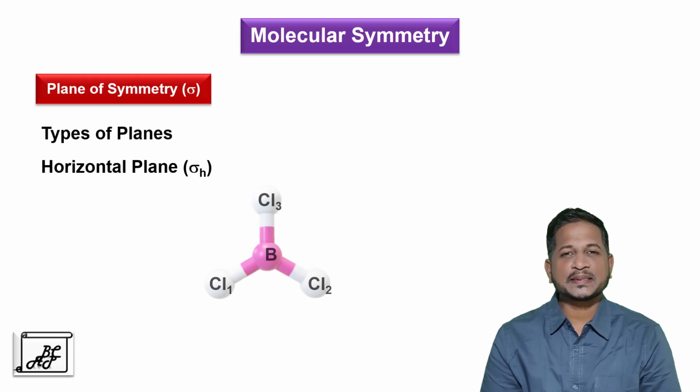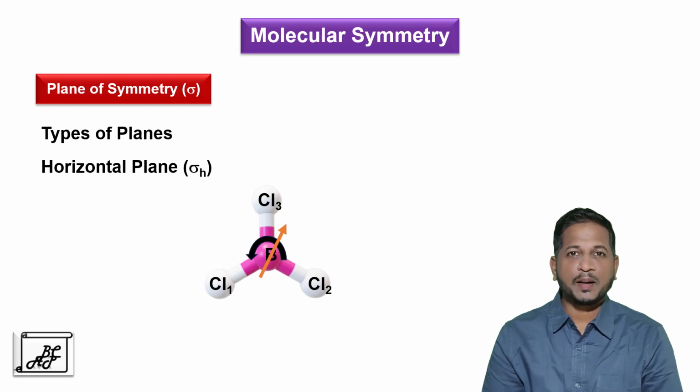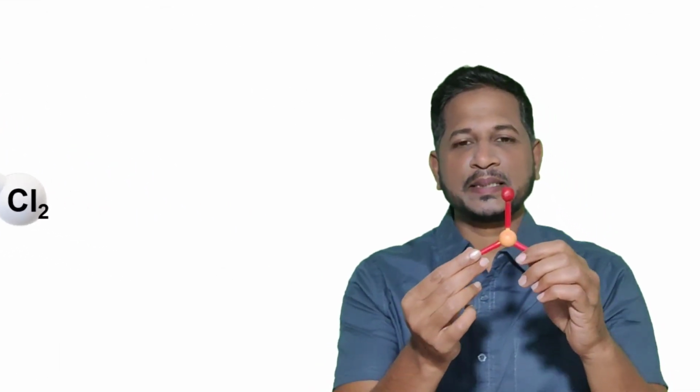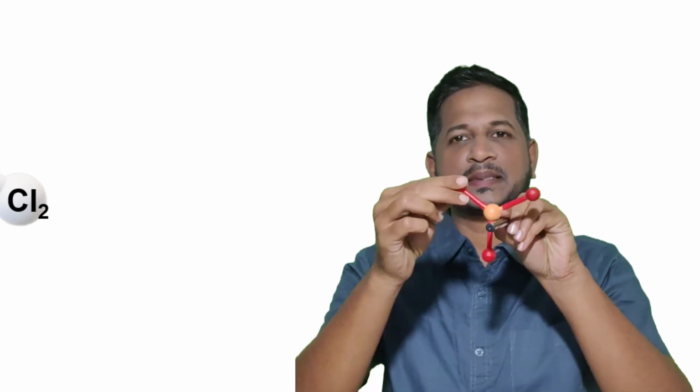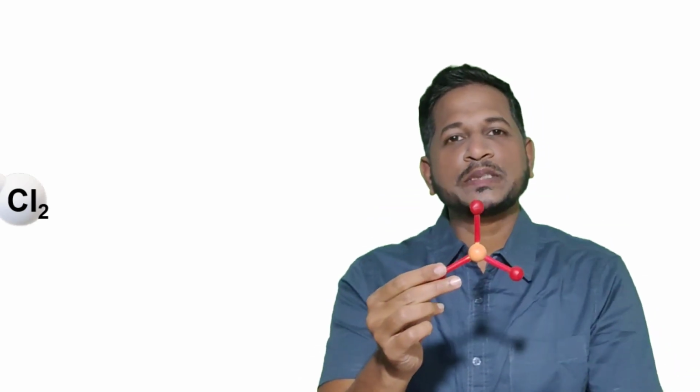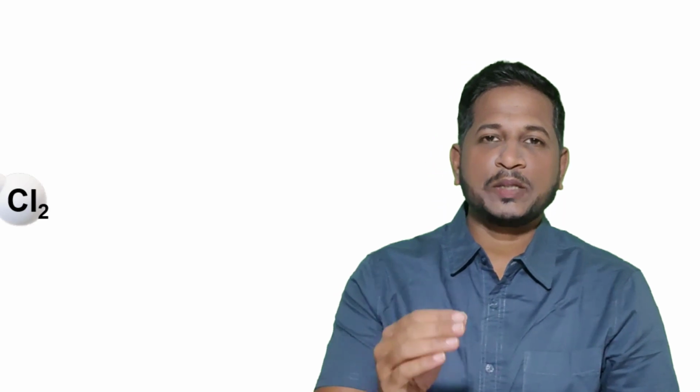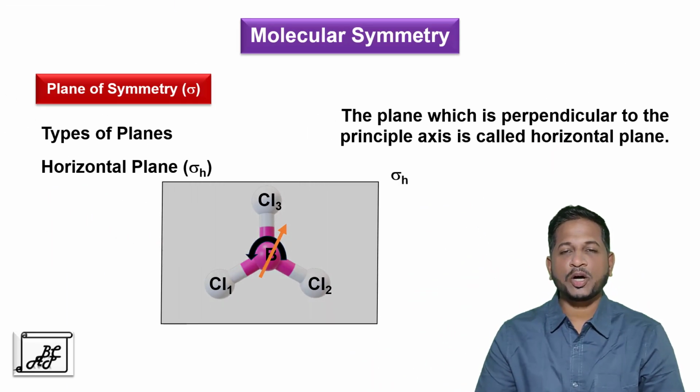Here also we are considering the BCl3 molecule, and this is the principal axis of symmetry. A plane which is perpendicular to the principal axis of symmetry is called a horizontal plane. For example, this is the BCl3 molecule and this is the principal axis of symmetry. So a plane which is perpendicular to this principal axis of symmetry is called a horizontal plane. Or we can say that the plane which contains most of the atoms of the molecule is called the horizontal plane of symmetry. So this is the horizontal plane of symmetry represented as sigma h.